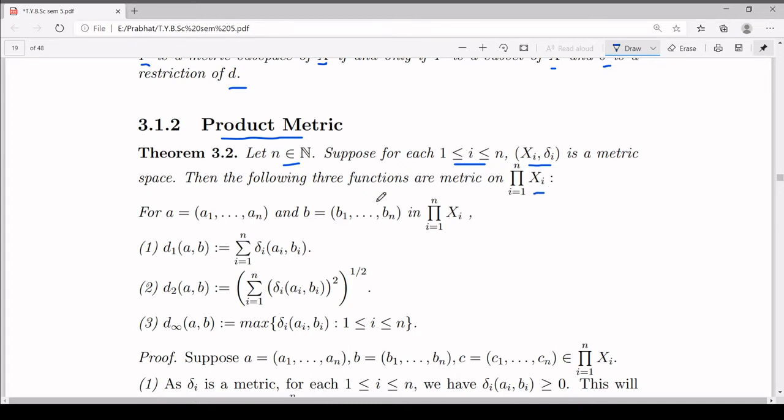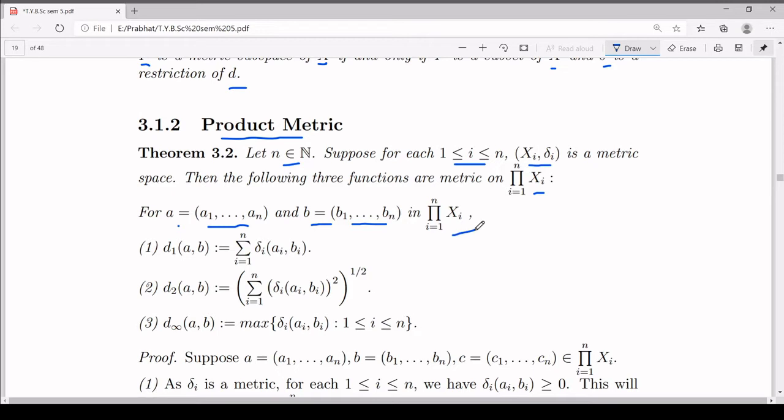So how will the elements of the product of Xi look like? It will look like an n-tuple of ai's, where every ai belongs to Xi. That means a1 belongs to X1, a2 belongs to X2, an belongs to Xn. So this is how an element of the product of Xi will look like. I have taken two elements a and b. So each bi, that means b1, b2, up to bn, in this n-tuple each bi belongs to Xi. So this n-tuple b1, b2, bn belongs to the product of Xi.